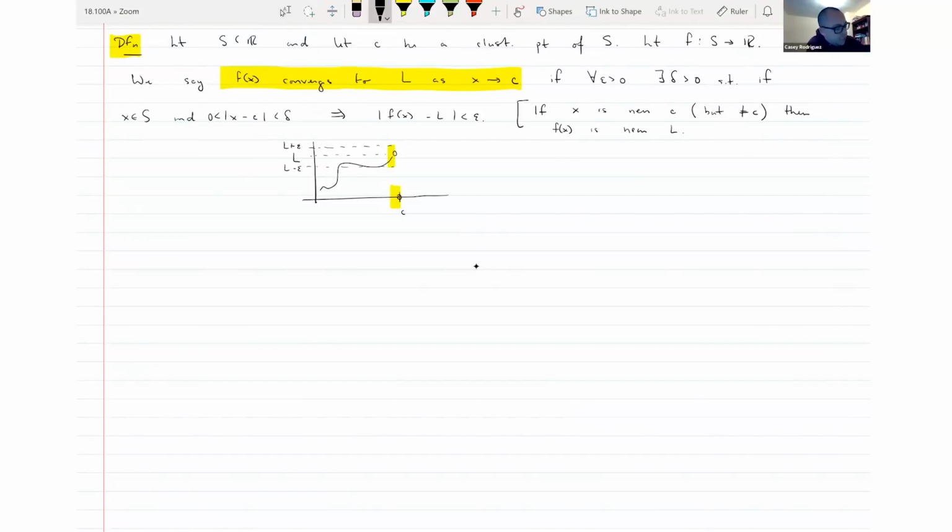Just a little bit of notation. Typically we write, like we did with sequences, f of x converges to L, or f of x arrow L, as x goes to c. And we denote this by the limit of f of x equals L as well.